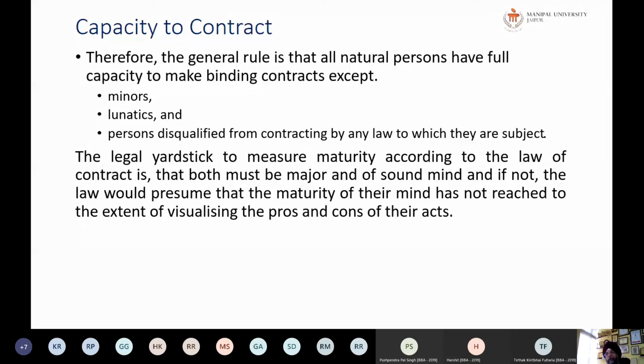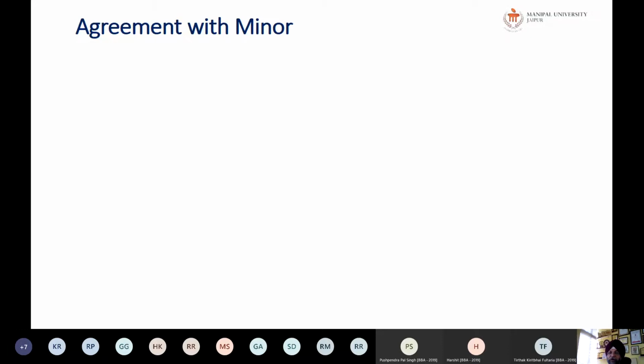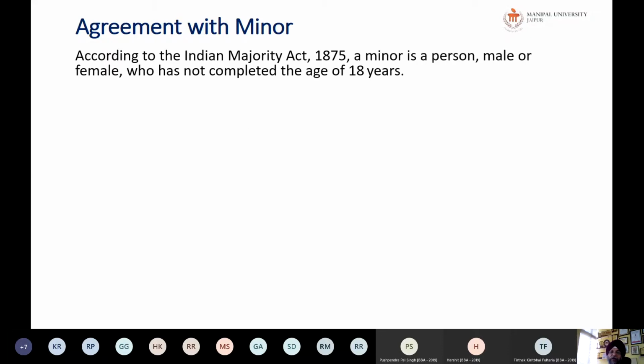So one must understand the things. One must understand the pros and cons, and what will be the consequences of their conduct with this particular thing. So that's why, first of all, let us take the agreement with the minor.